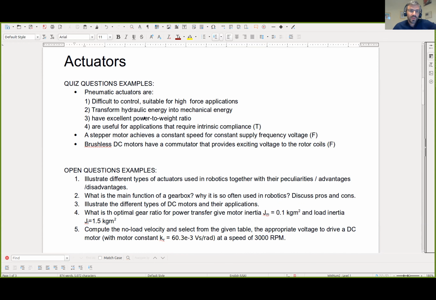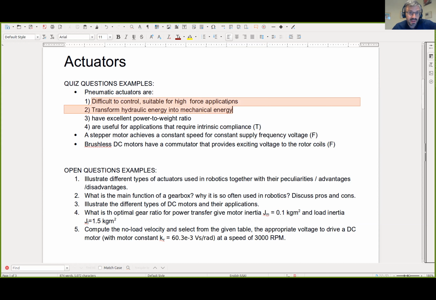Actuators, with question examples. Pneumatic actuators are difficult to control and suitable for high force applications. So the first part is true, they are difficult to control, but they're not suitable for high force applications, but for low force applications. So this is tricky, this claim is false. Transform hydraulic energy into mechanical energy. These are the hydraulic ones, not the pneumatics. Excellent power to weight ratio. Also, this holds for the hydraulic ones. And are useful for applications that require intrinsic compliance. This is true. This is one of their features.